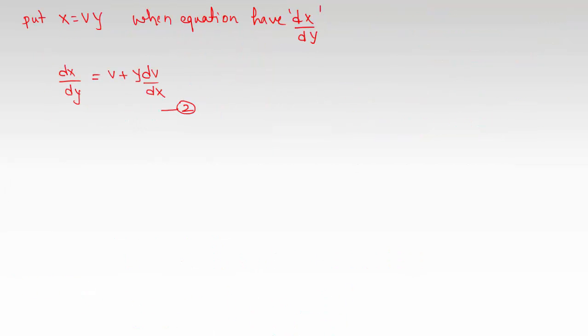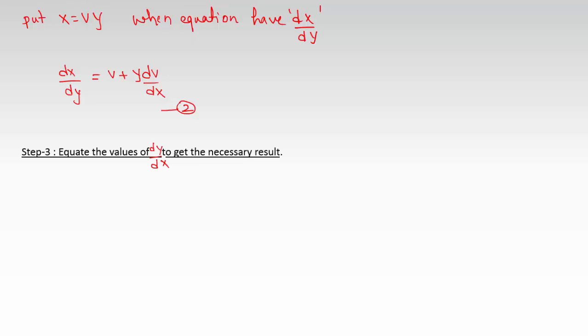So we put x equals vy when the equation has dx by dy. Then we substitute by differentiating: dx by dy equals v plus y dv by dy. Now we have to keep this in mind: whenever we have dy by dx, we put y equals vx. When we have dx by dy, we put x equals vy.